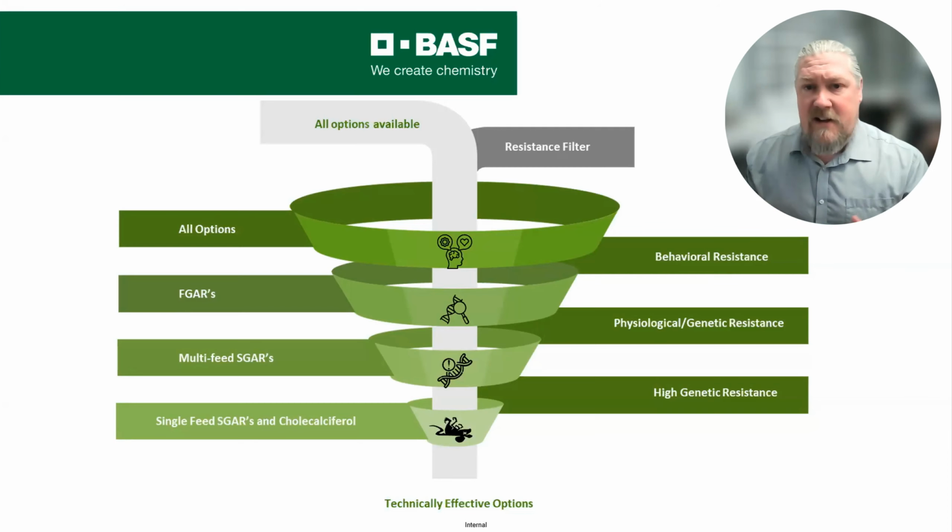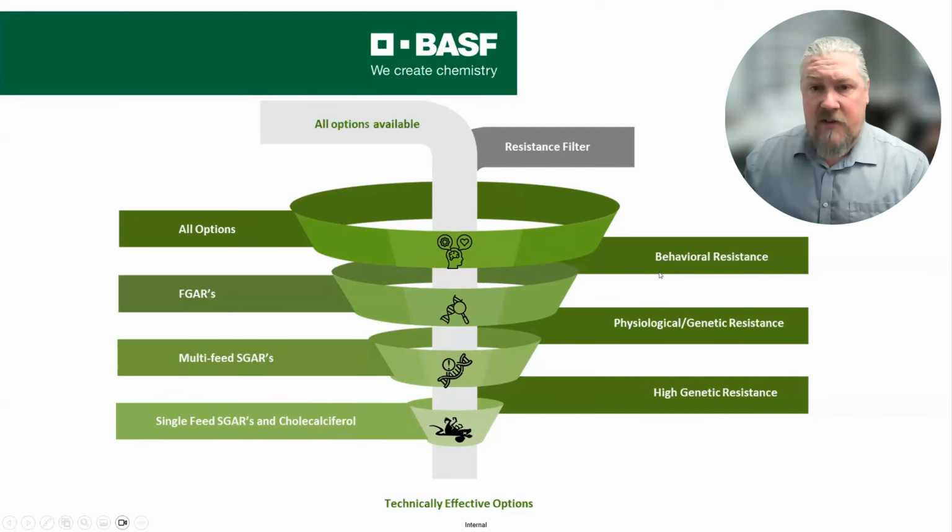The filter is exactly that. It's a big funnel where you pour all of your available control options into the top, but your funnel's filled with holes. So what will happen is things fall out to the outside as you go along. So you start with all of your available options, and given the best case scenario where you're not experiencing behavioral resistance, genetic resistance, or the very high levels of genetic resistance that you might be seeing around places like Hampshire and Berkshire, all options are available to you.